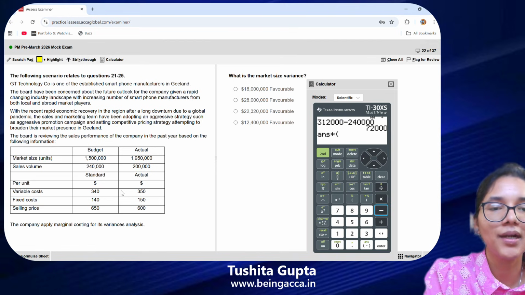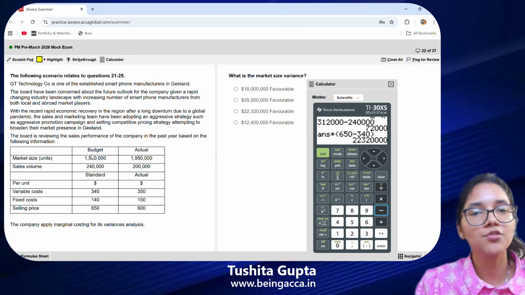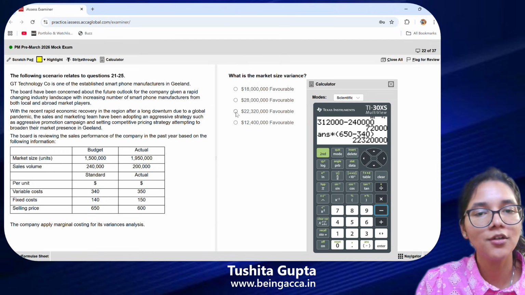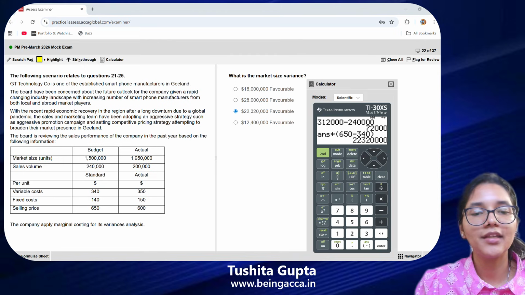Again, here now you will multiply this figure with your standard contribution. So it's 650 minus 340. So this is going to give you your final answer as 2232 favorable. Clear? Should I take you to the next one?